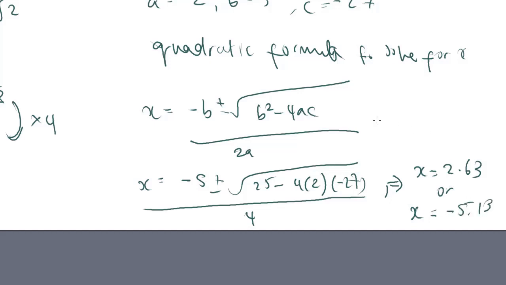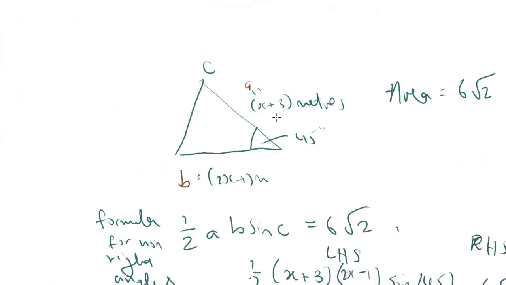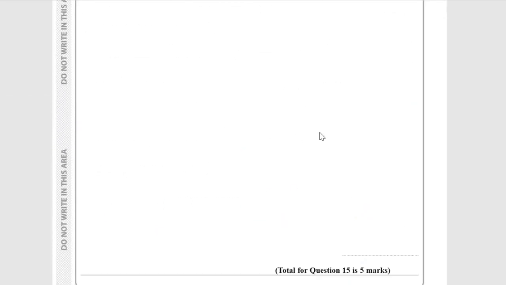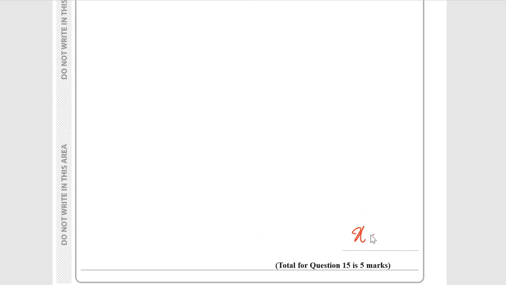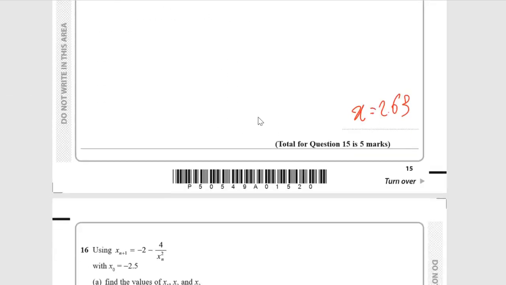Now obviously, if we look at our original question, we can't have x being a negative number because it will give us a negative value here, a negative value here, and obviously because we're talking about physical space, it's impossible for the space to be negative. So therefore x equals 2.63, which is in line with 3 significant figures.